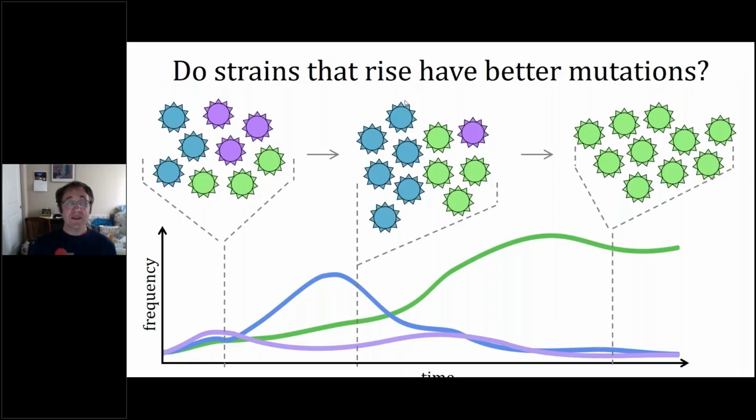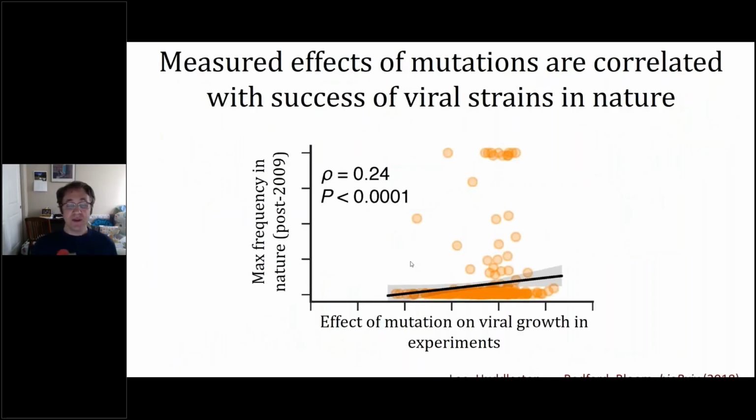So one question we can ask is, now that we've measured the effect of all of these mutations, in a very simplified cell culture system, but still measurements, which are more than we had before, do the strains that rise in frequency have better mutations than the strains that fall in frequency? To do that comparison, we take the effect of each mutation on viral growth as we measured in our experiments, and then we compare that to the maximum frequency that viruses that have that mutation reach during natural evolution. Here I'm showing those data just for human H3N2 strains isolated after 2009.